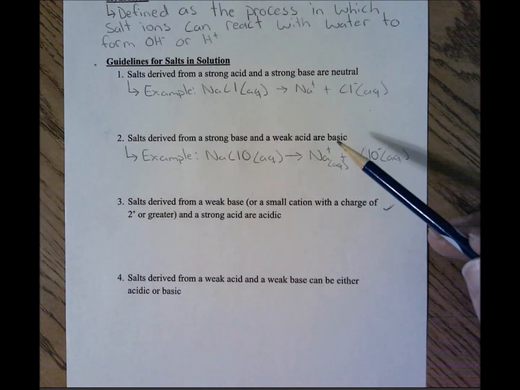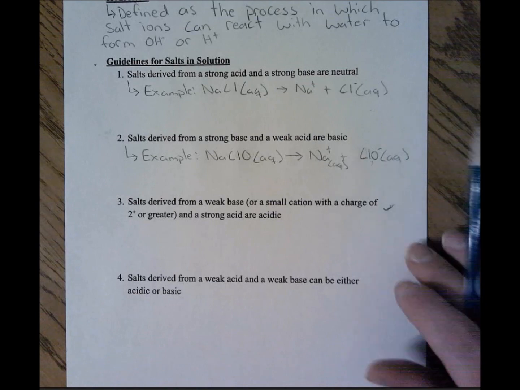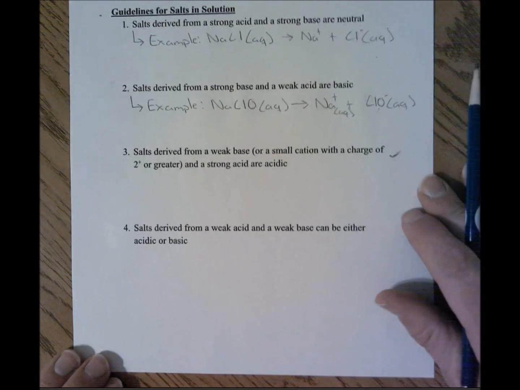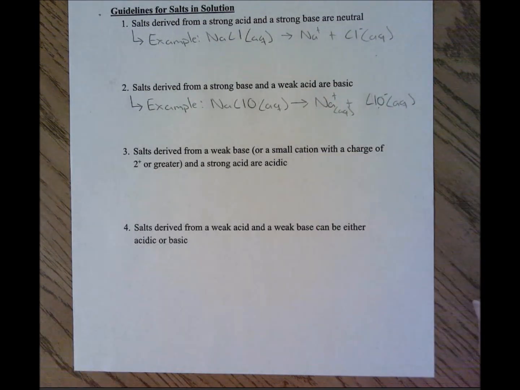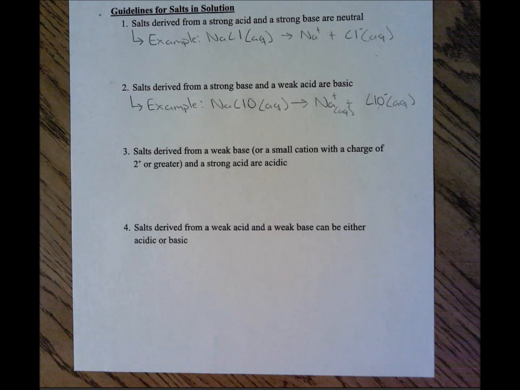Now, we get a little bit more complicated down here in 3 or 4, but it does give you some real-world examples of how this business can affect our pH. And so we get down here to number 3. It says salts that are derived from a weak base or a small cation with a 2+ charge or greater, and a strong acid are acidic.